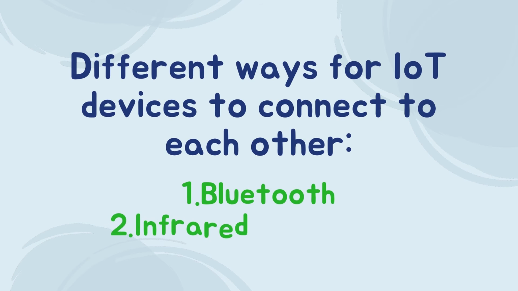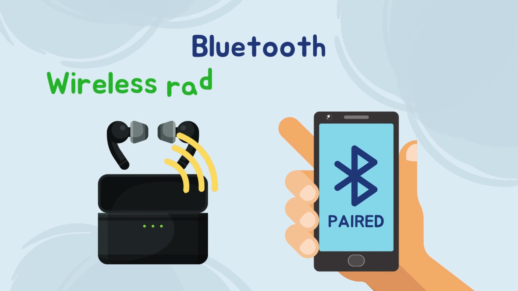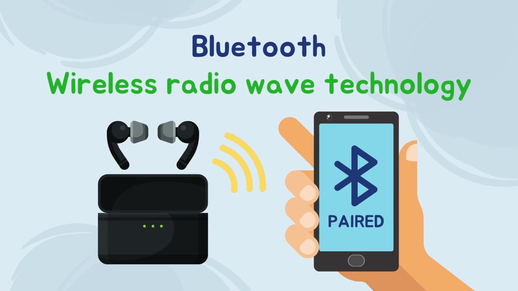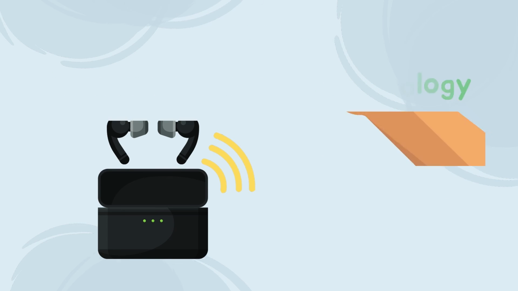Now how about connecting devices with each other? There are many ways for smart devices to connect to each other these days. Here are some of the few. One way is with Bluetooth. Bluetooth connection is a wireless way of connecting any smart devices to another smart device. Bluetooth is a connection that uses radio waves. Bluetooth connections are short-ranged. An example of a Bluetooth device is wireless earbuds.